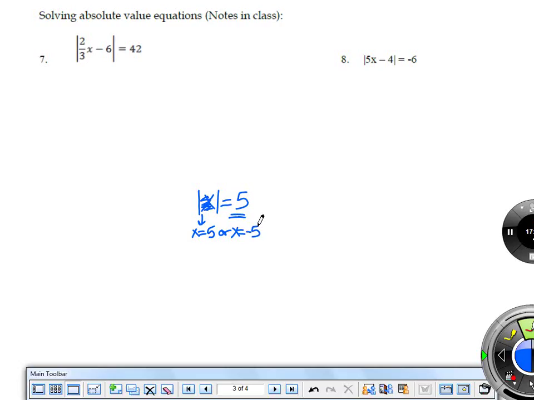Okay? So if we take that same idea and we take something complicated like 2/3 x minus 6 inside the absolute value bars equals 42. Again, who cares how complicated the stuff in there is? You're saying the absolute value of something equals 42. That means the something that's in here is either exactly equal to 42, or the something that's in there is exactly equal to negative 42, and at the end the bars are making it positive, right? And so then I'm just going to copy down the something that was in there. So the 2/3 x minus 6.